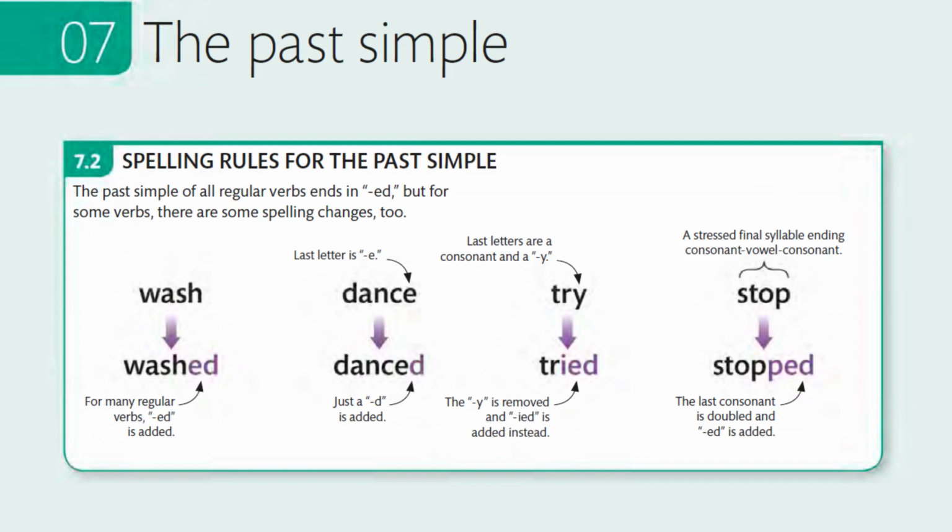Spelling rules for the past simple. The past simple of all regular verbs ends in ed, but for some verbs, there are some spelling changes, too. Wash. Washed. For many regular verbs, ed is added. Dance. Danced. Last letter is e. Just a d is added.